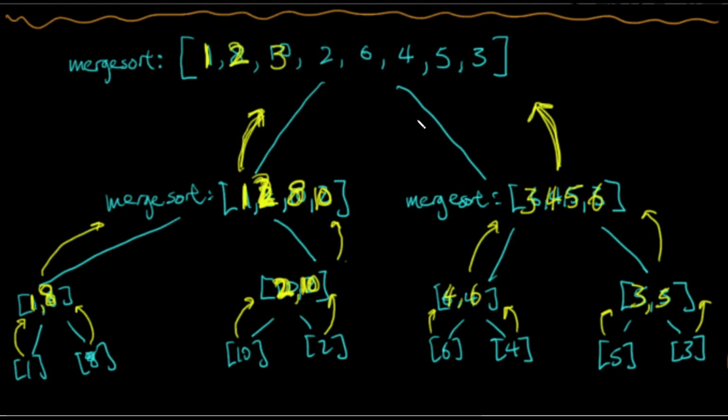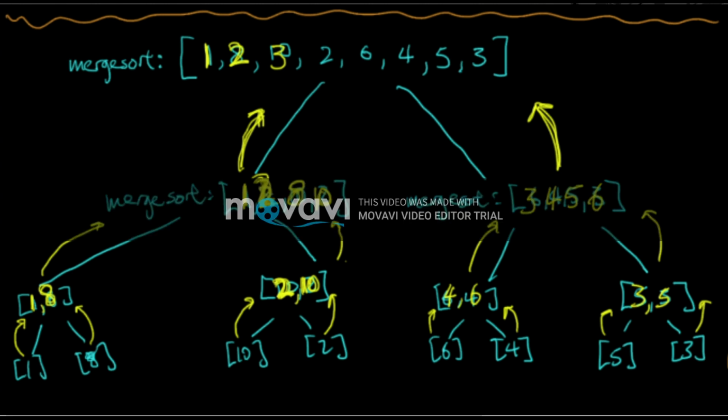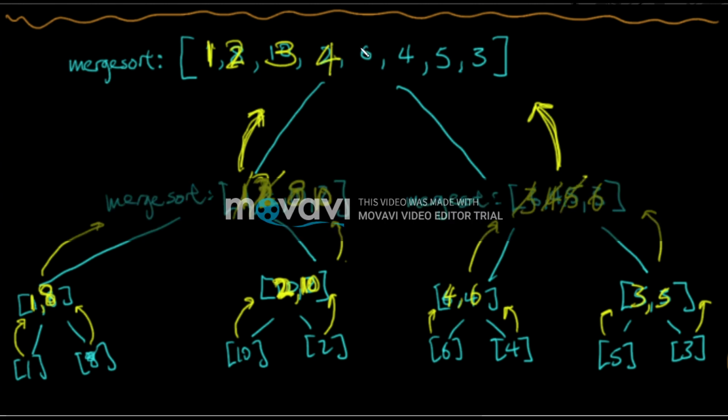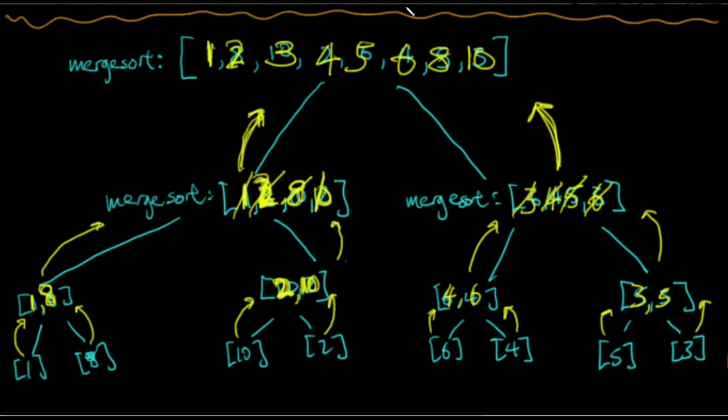then take the 3. If it's not abundantly clear yet, I'm going to cross these out as we go. So we're going to take the 1, cross the 1 out, take the 2, cross the 2 out. Now we look at the tops. We take the 3. We look at the tops. We take the 4. At the tops, take the 5, then the 6, then the 8, and then the 10. And that is a run of the merge sort method.